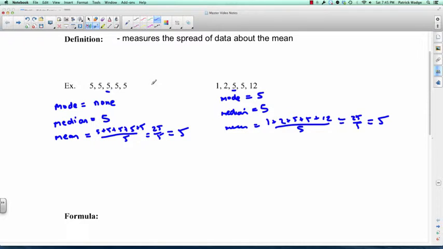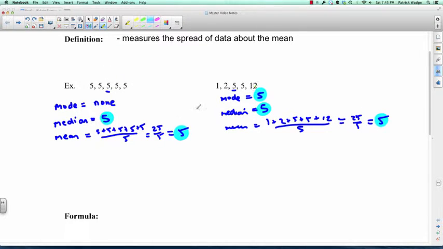So you can see these two data sets are very similar to each other in some ways. They both have a median of 5, they both have a mean of 5, and although they don't have the same mode, they're pretty similar. This one's 5 and this one is a whole bunch of 5s. So it's kind of like the mode is 5 in this one as well. So almost exactly the same.